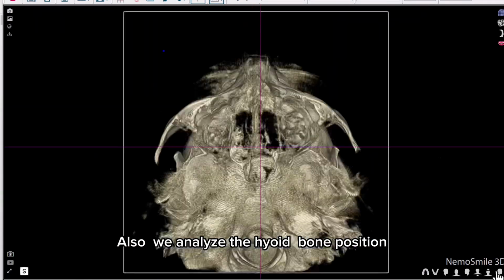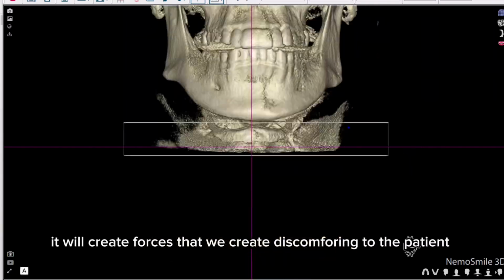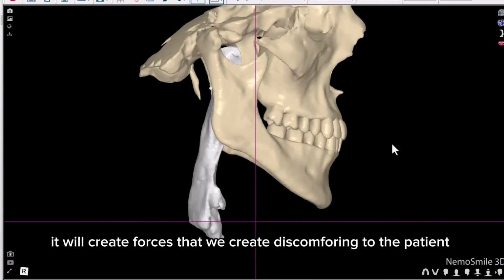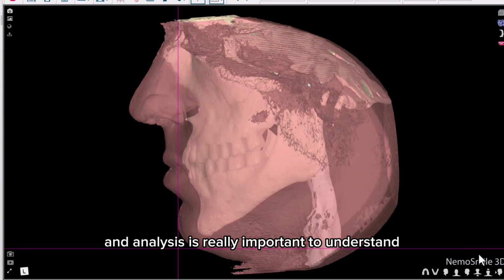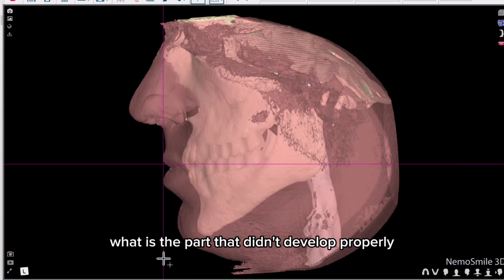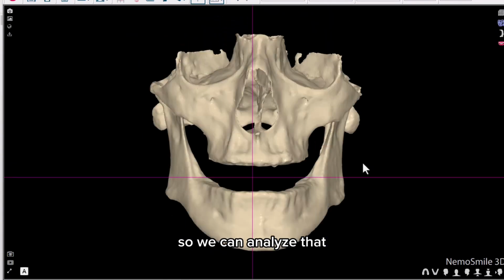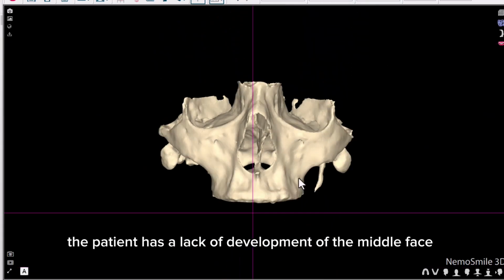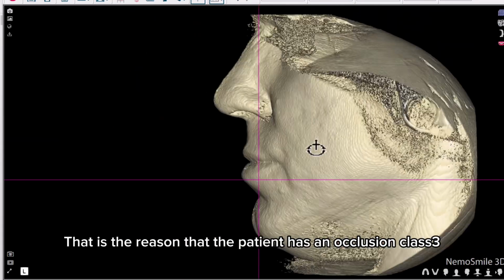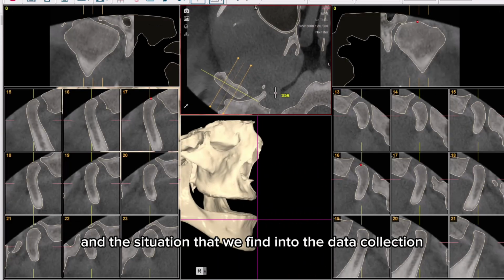We also analyze the hyoid bone position, because the muscle attachments create forces that cause discomfort in the patient. The facial growth vectors and analysis are really important to understand which part didn't develop properly, and to visualize it better, we take the teeth out of the equation so we can see that the patient has a lack of development of the middle face. That is the reason the patient has a class 3 occlusion.